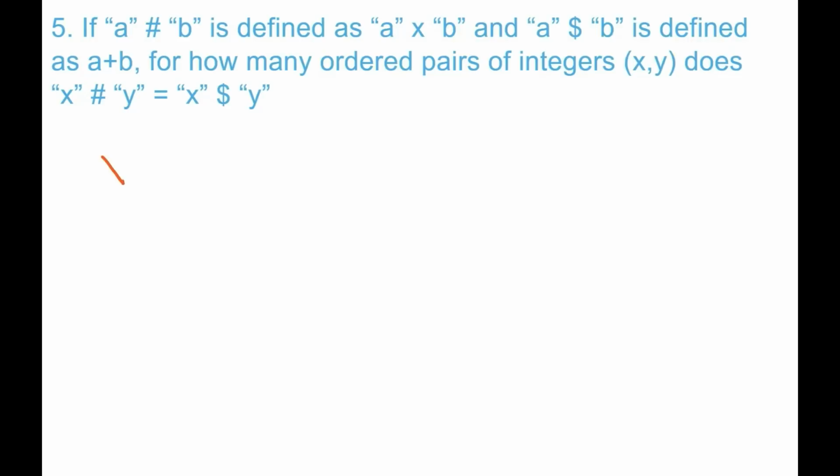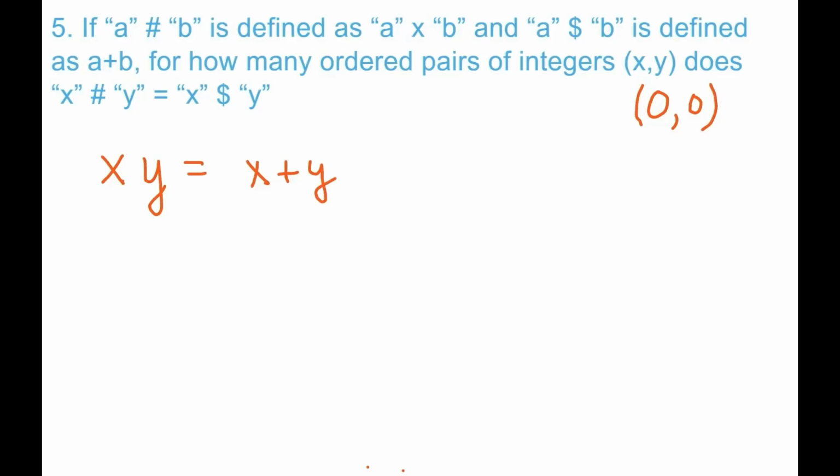So we get x times y is equal to x $ y, which is equal to x plus y. Now here, note that both numbers cannot be negative, as if both numbers are negative, the left side is going to be positive, and the right side is going to be negative, which means that won't be possible. A trivial solution that we note is 0, 0, as if both x and y equal 0, both sides of the equation will equal each other.